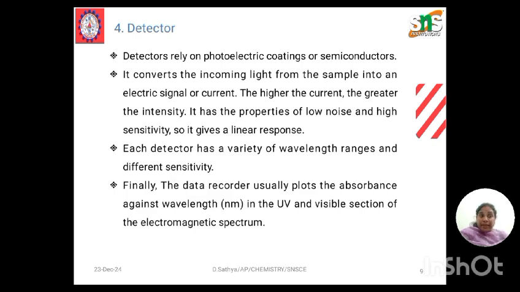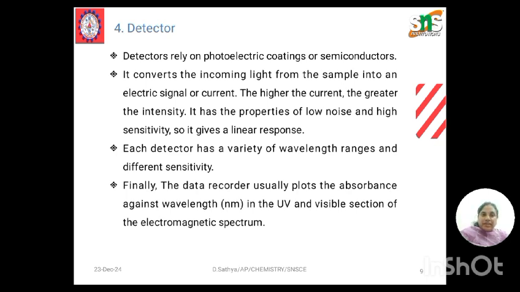The detector is the main component in the UV visible spectrophotometer. The detector is a photoelectric coating or semiconductor. It converts the incoming light from the sample into an electric signal or current. The higher the current, the greater the intensity. It has the properties of low noise and high sensitivity, and it gives a linear response. Each detector has a variety of wavelength ranges with different sensitivity.